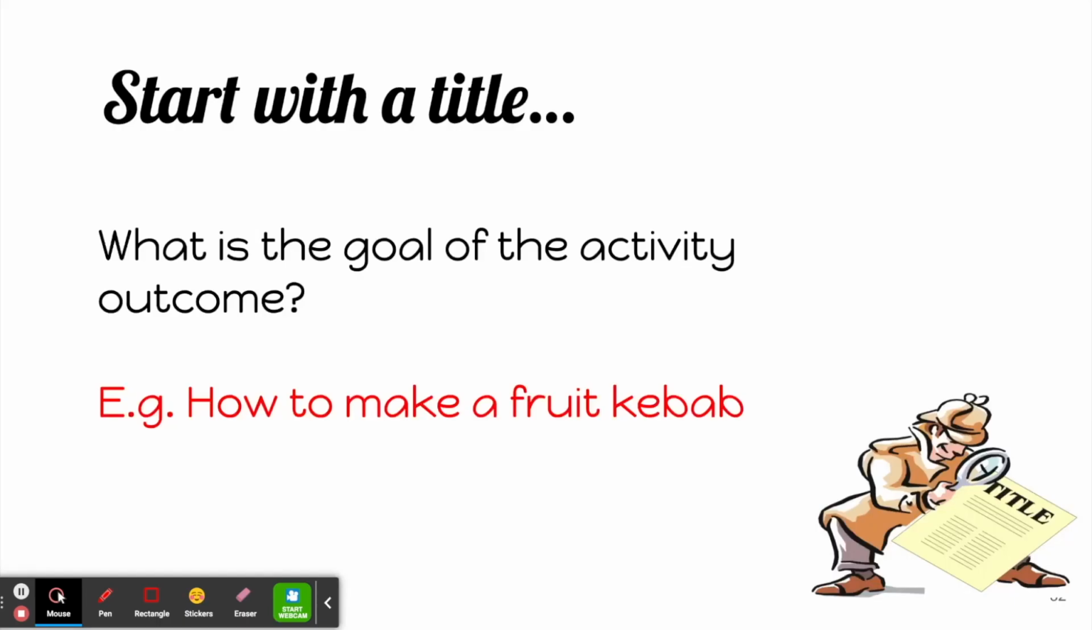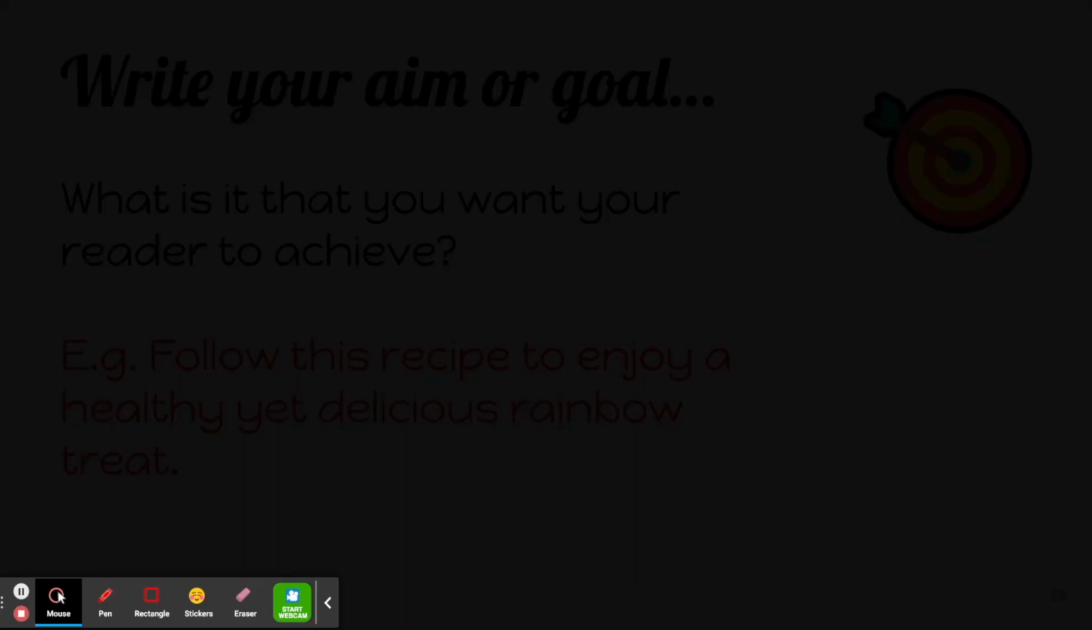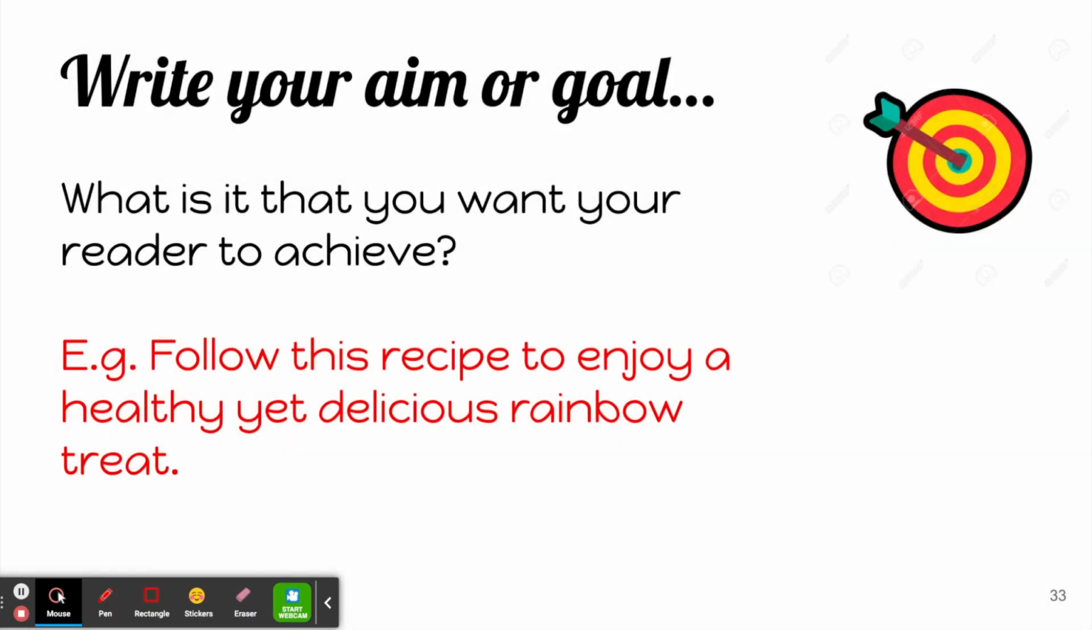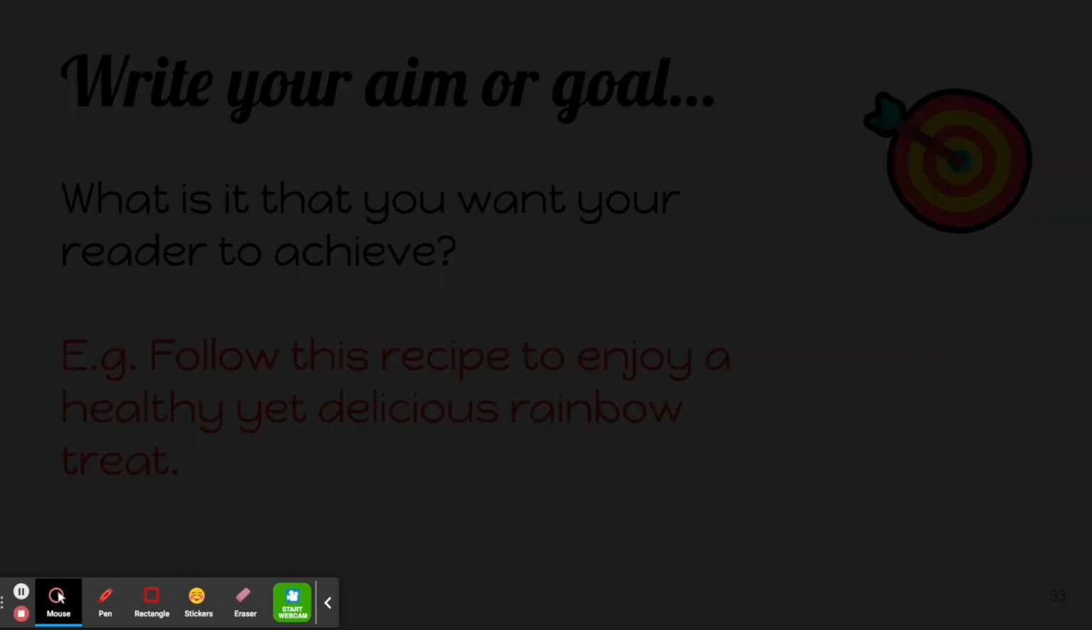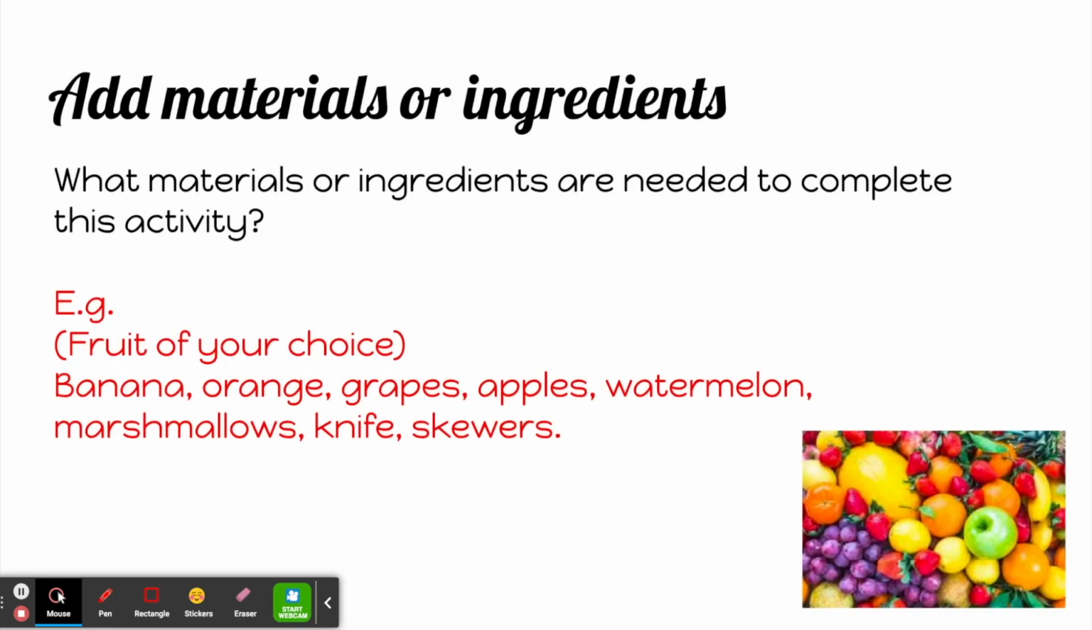All right, team, let's start by writing a simple procedure together. We need to start with the title. What is the goal of the activity, the outcome? Now, I think a good idea would be how to make a fruit kebab, so that we can make them ourselves afterwards and enjoy them. Next thing that we need to add is our aim or goal. What is it that you want your reader to achieve? So maybe we could add something along the lines of: follow this recipe to enjoy a healthy yet delicious rainbow treat.